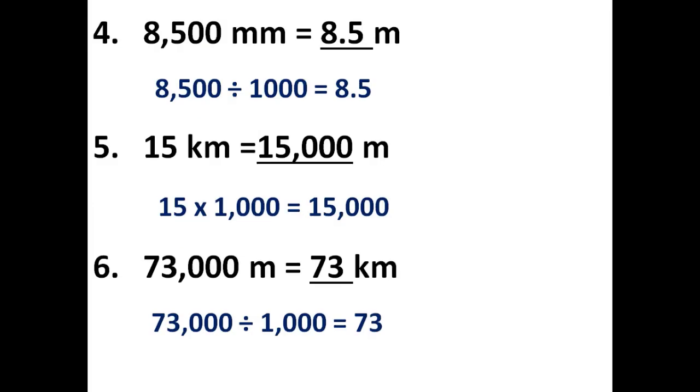Next is number 4. 8,500 mm means millimeter is equal to 8.5 meter. See the working in the second line. 8,500 divided by 1,000, because 1 meter is equal to 1,000 millimeter. We will get it 8.5 meter. We will write this in the given place.